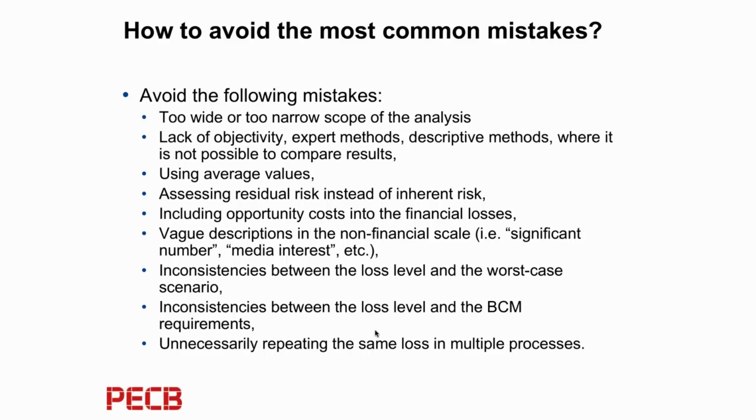Is it because the business process owner's requirements are too high, or maybe the person that was filling the form didn't mention something, because this person knows that there is some impact hidden somewhere, but they didn't put it in the worst case scenario, and because of that they didn't calculate this risk. So if there are situations where the loss level is very low and the BCM requirement is very high, then we always have to ask for justification.